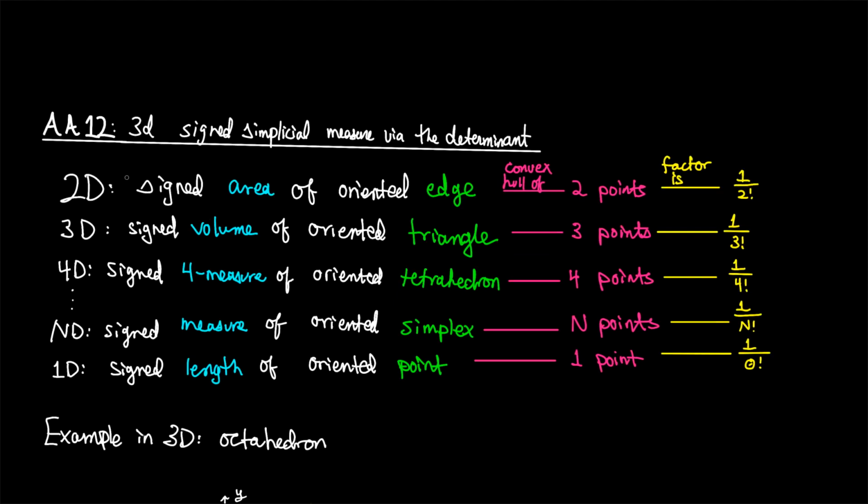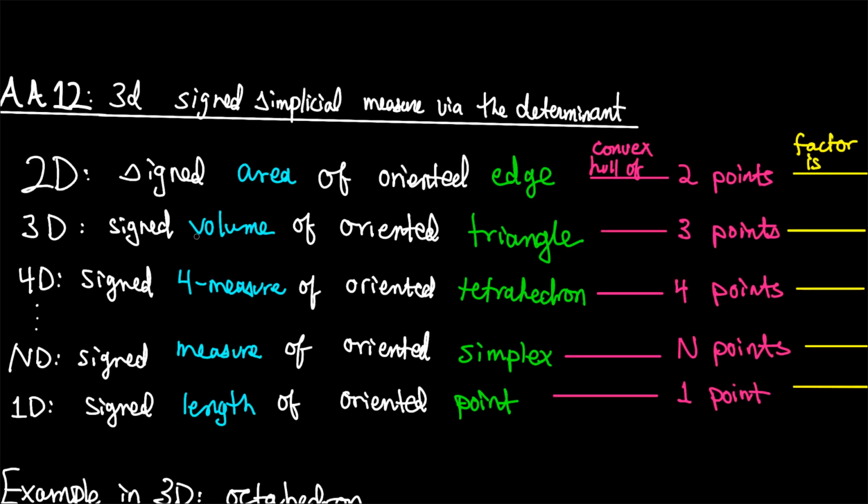Alright, so in 2D we had the signed area of oriented edges, which we could combine to get the signed area of splines, or the signed area of oriented polygons. And then in 3D, what we're going to see is a signed volume of an oriented triangle. So that's, in 4D, a signed 4-measure of an oriented tetrahedron.